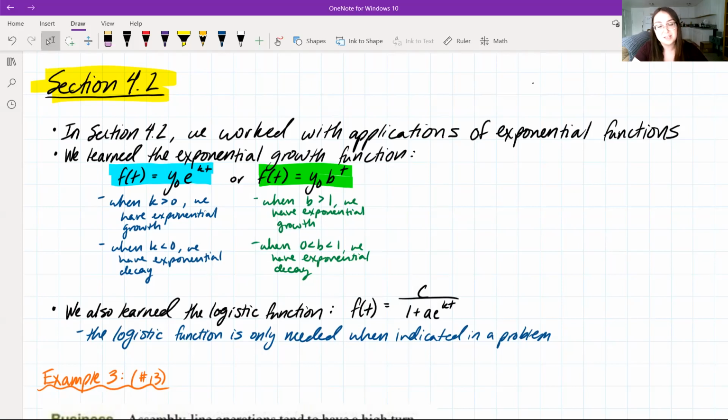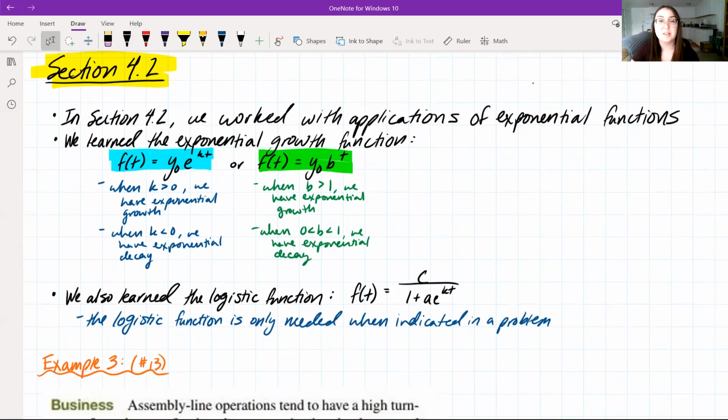Then we also have f of t is equal to y naught times b to the power of t. When b is greater than 1, we have exponential growth. So when b is greater than 1, not just when it's positive anymore, we have an exponential growth problem. Then when b is between 0 and 1, so b is still positive, now it's just between 0 and 1, we have an exponential decay equation. So it's important to remember those 2 equations, and also what makes it decay and what makes it grow.